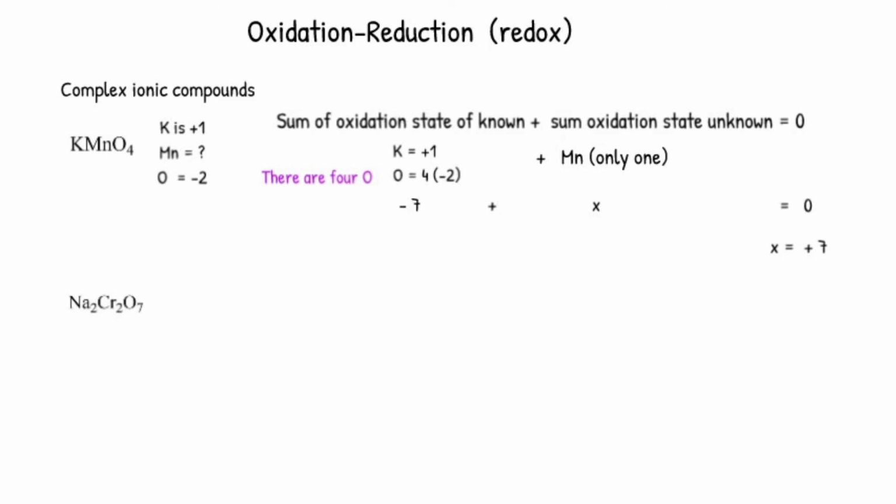Here is another example of Na2Cr2O7. This is called sodium dichromate. Sodium is a +1 oxidation state, oxygen is -2 oxidation state, and chromium is unknown. So known oxidation state, there are 2 sodiums times +1, and oxygen, there are 7 oxygens times -2 for a total of -12. There are 2 chromiums. We'll serve this as 2 times x. And so -12 plus 2x is equal to 0, x is equal to +6.